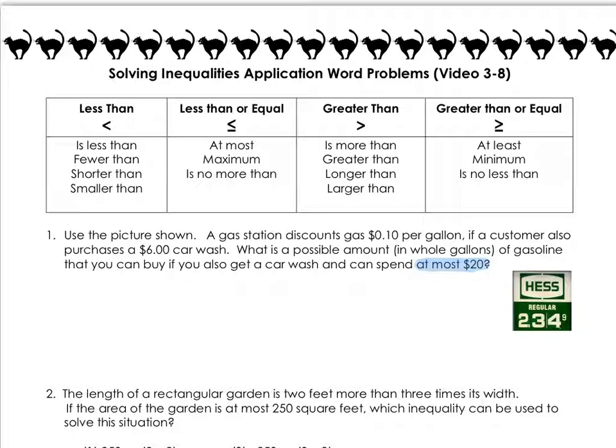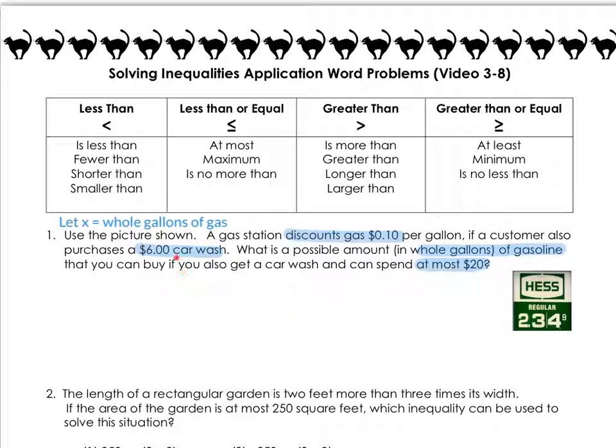So how do we write this? Well, the key pieces are that they discount the gas 10 cents per gallon if the customer also purchases the $6 car wash. And we know that we're looking to find a possible amount in whole gallons of gasoline. So that's our unknown. So if we wanted to write a let statement, we could. Our unknown is the amount of the gallons of gas. So we could write let x equal the gallons of gas. So I just put that up top because you can have it if you want, but you don't have to. Okay, so let's set up our inequality.